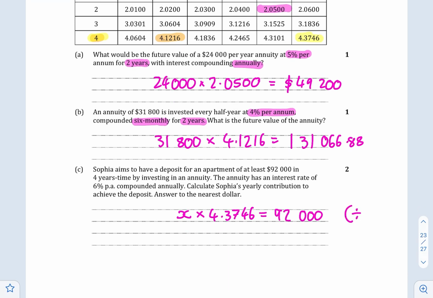So to get our x, we just need to divide both sides. We need to divide both sides by 4.3746. When we do that, x is going to be $21,030. And that brings us to the end of the paper.